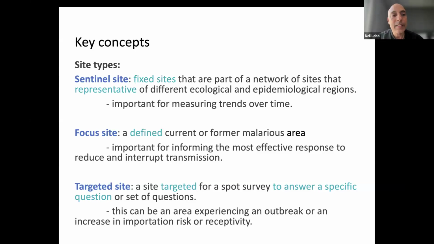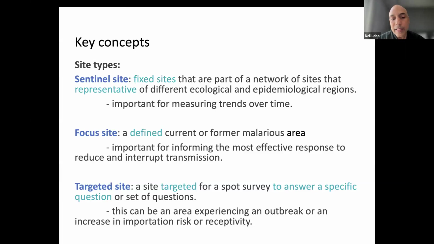The next kind of site is a focus site, and this is defined as a current or former malarious area, and it is usually based on epidemiology. For example, if we have an outbreak, right, we would go to that site and try and understand what's happening there. And focus site investigations, for example, are usually conducted so that we can understand what is the most effective response, what we can do at that site to reduce and interrupt transmission. We can actually go to a focus site multiple times or just once based on what your question is.